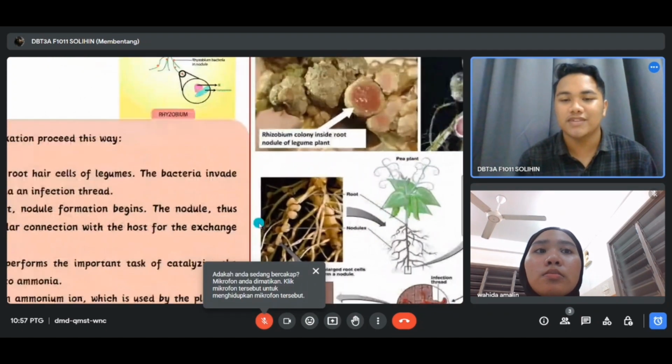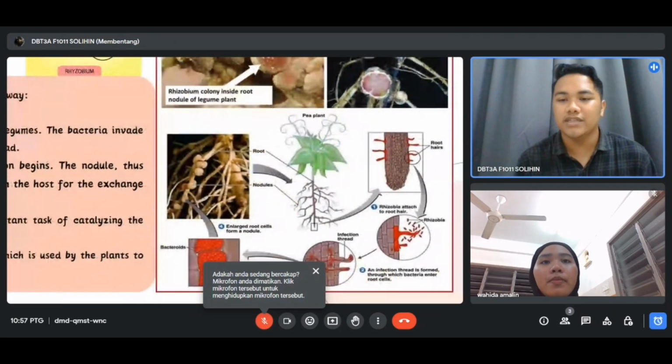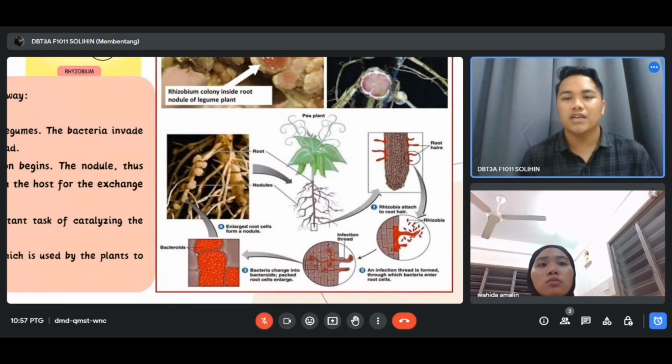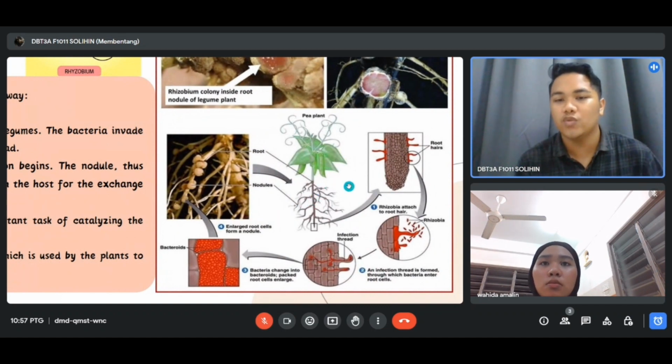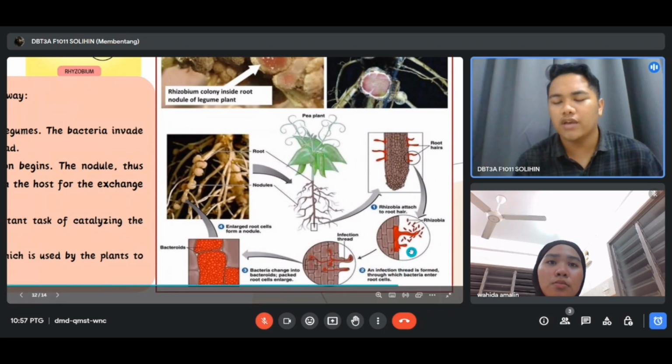As we can see in this picture, also the pathway helps us understand the process from the Rhizobium attaching to the root and enlarging the root cell to form a nodule. First, Rhizobium attaches to the root hair, and then at the root hair the infection occurs, through which the bacteria enter the root cell.